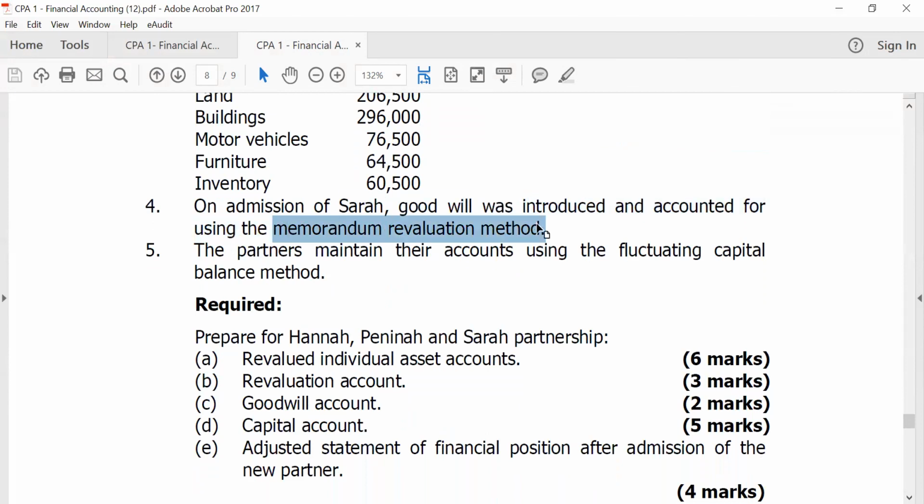It's called the memorandum revaluation method. I don't know if any of you has read about this. Would anyone want to share with us what this means, maybe just to test and see if some of you have done some research? Anyone know what that means? Memorandum revaluation method. You can unmute and tell us.